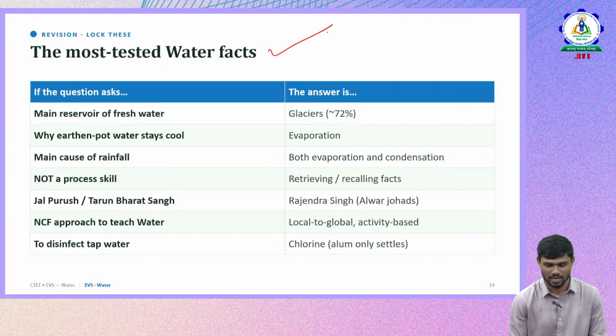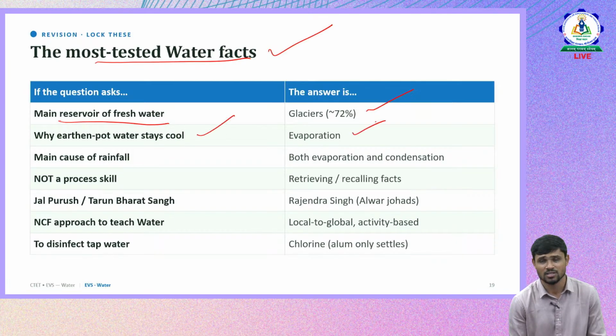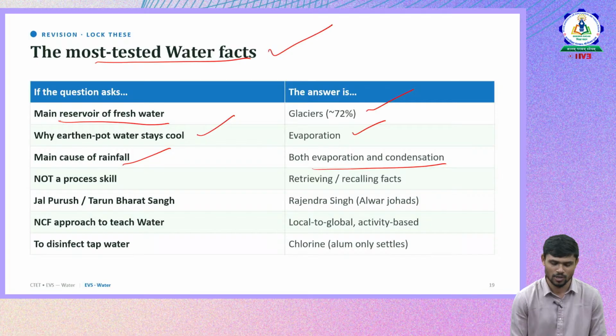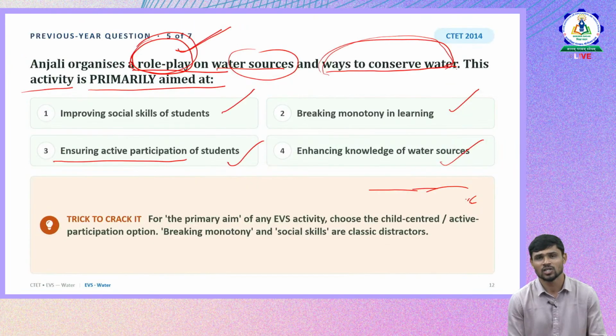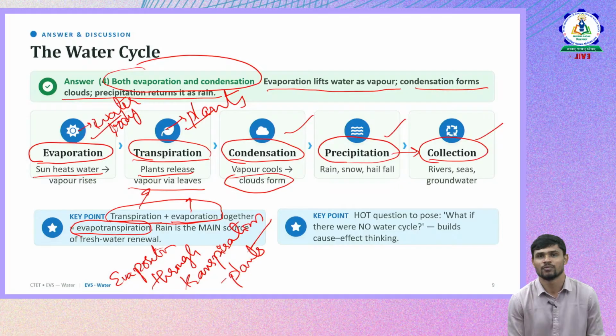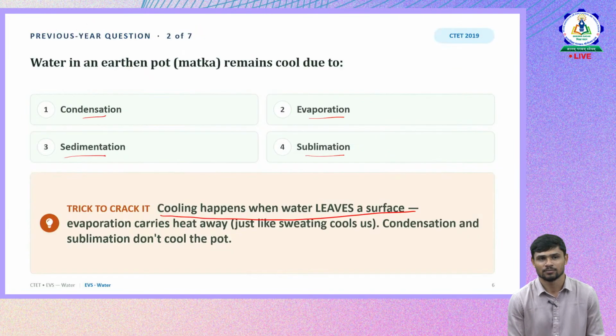These are the facts given here, most tested facts from the previous year questions. What is the main reservoir? That is glaciers. Earthen pot cooling is because of evaporation. These are repeatedly touched upon concepts and questions. The main cause for rainfall is evaporation and condensation. We anyway discussed all these things. So I hope all of you are clear about what concepts CTET is focusing on more with respect to this topic.